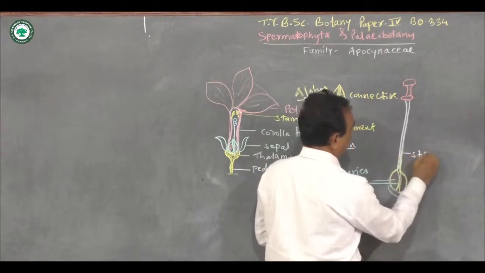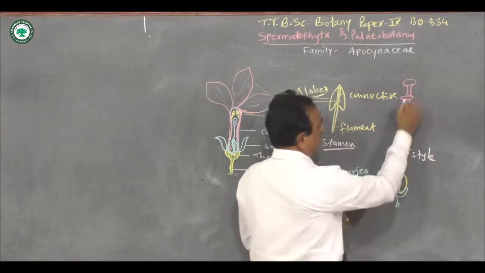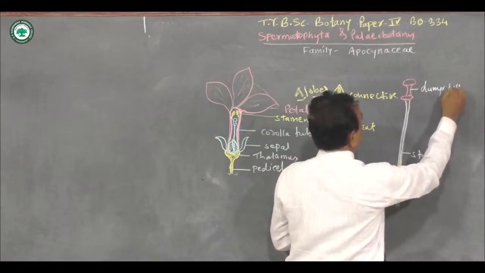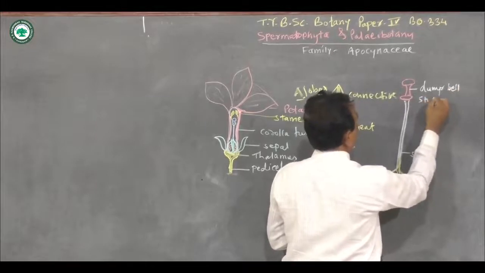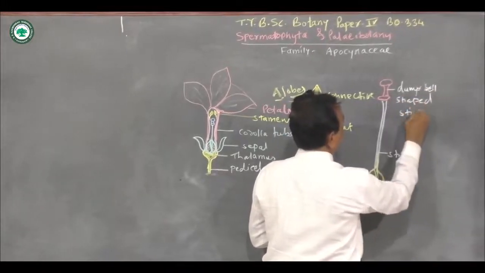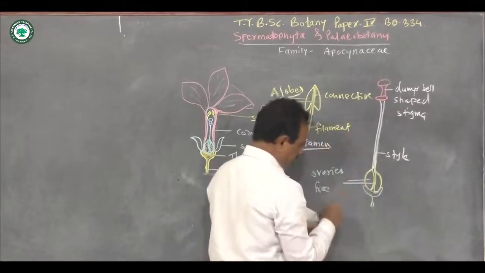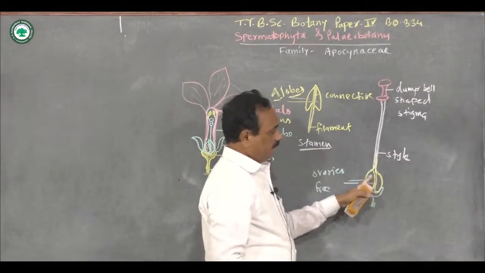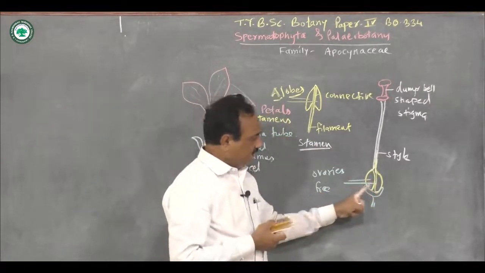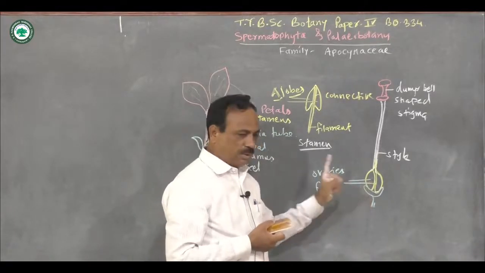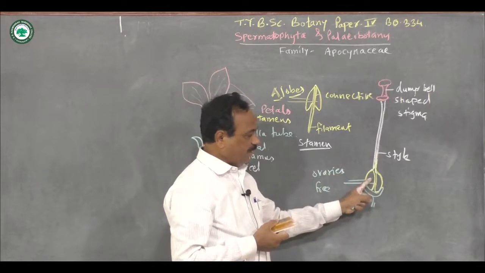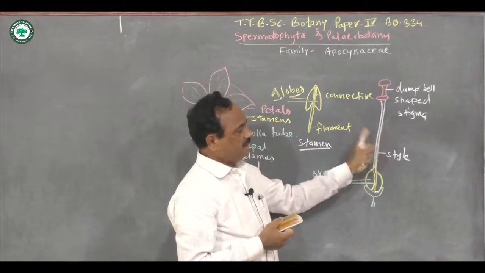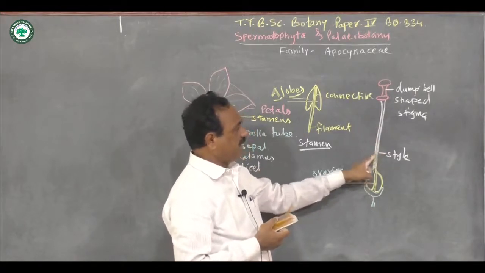So this is the style. These two ovaries, they have a common style, and this is a common stigma, which is dumbbell shaped stigma. So here these ovaries, as I told you, they are free at the base. So when we are going to describe the gynoecium, it shows the presence of the two carpels. So these carpels, they are free, that is the ovaries, they are free at the base, but it becomes syncarpous due to the formation of a common style and common stigma.